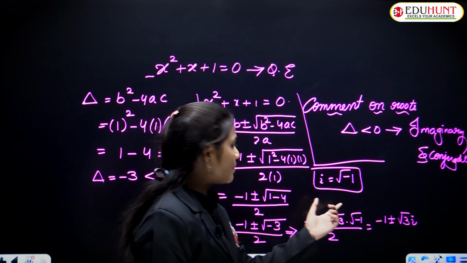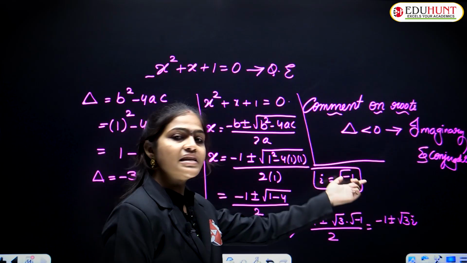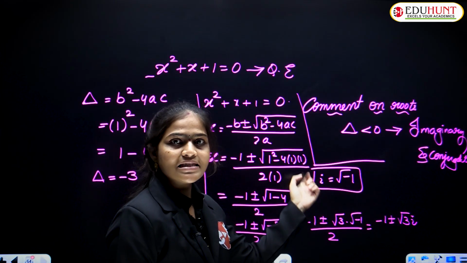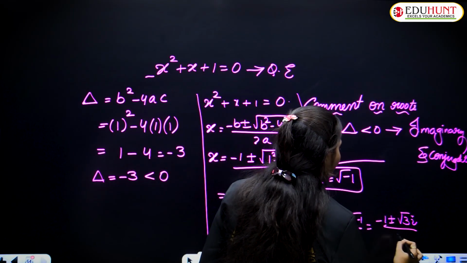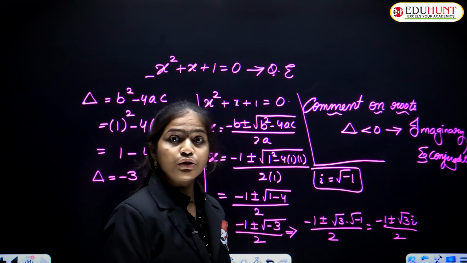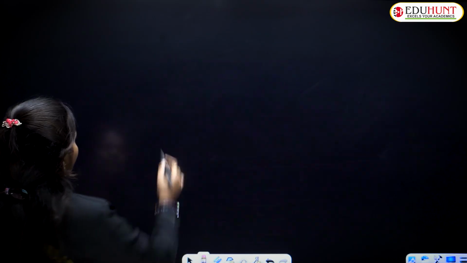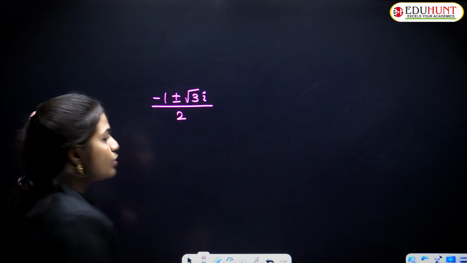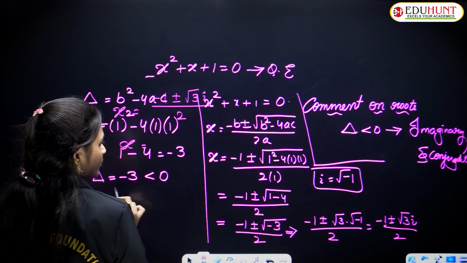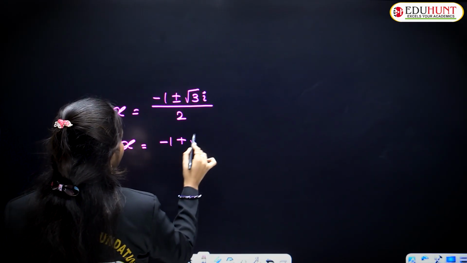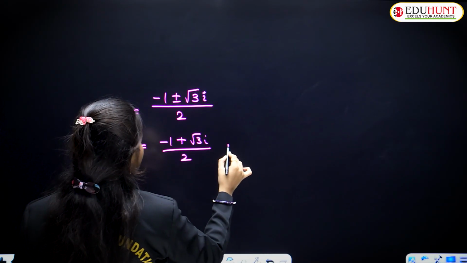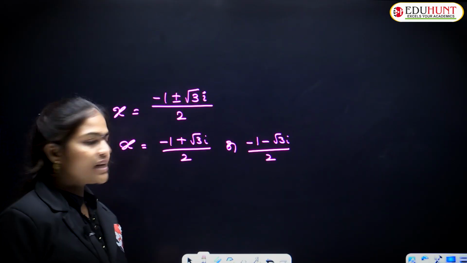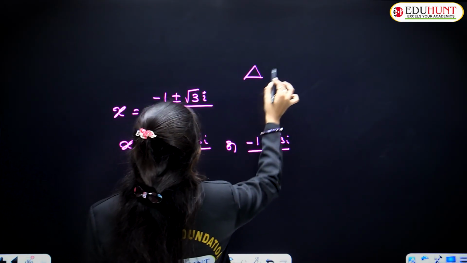In the number system we discussed complex numbers and imaginary numbers. At that place we discussed the value of i also. So i is equal to square root of minus 1, and i square means minus 1. Whole by 2. Understand? So here we got 2 roots. What are those 2 roots? Minus 1 plus or minus square root of 3i by 2. So x is equal to minus 1 plus root 3i by 2, and in the same way, the other root is minus 1 minus root 3i by 2.